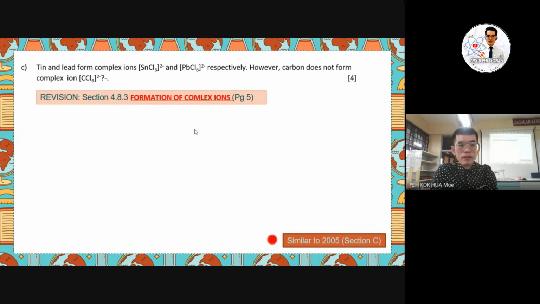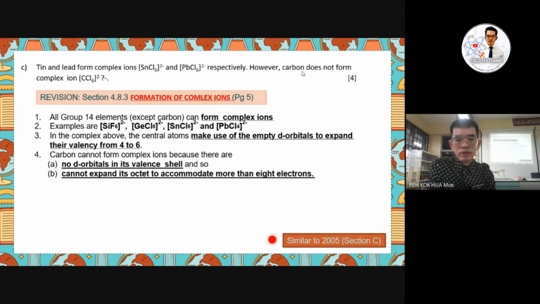And then next will be that tin and lead form complex ions, these 2 ions respectively. However, carbon does not form complex ions. This is also a similar question to 2005 Section C that we discussed just now. But the question just now did not ask you to discuss why carbon cannot form complex ions. We just know that Pb, in question number 1, can form complex ions. Actually, it is because it has d orbitals. So again we refer to all related info from the notes.